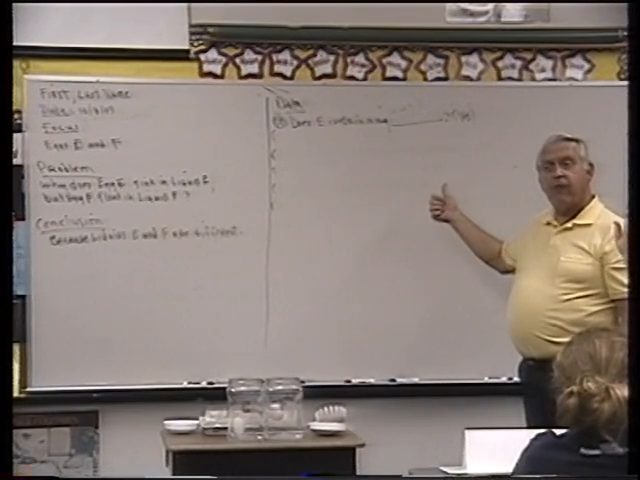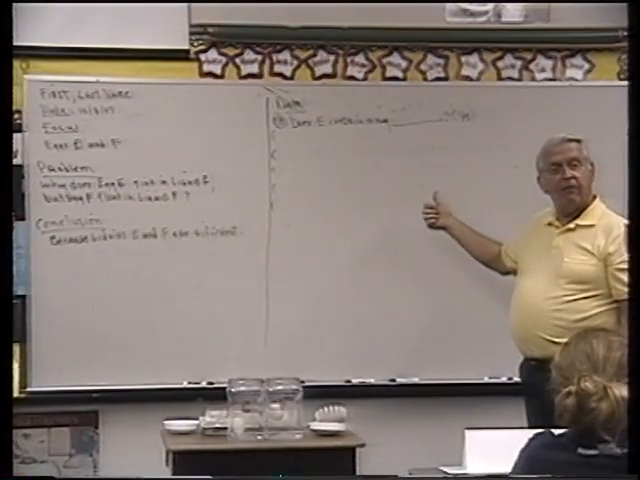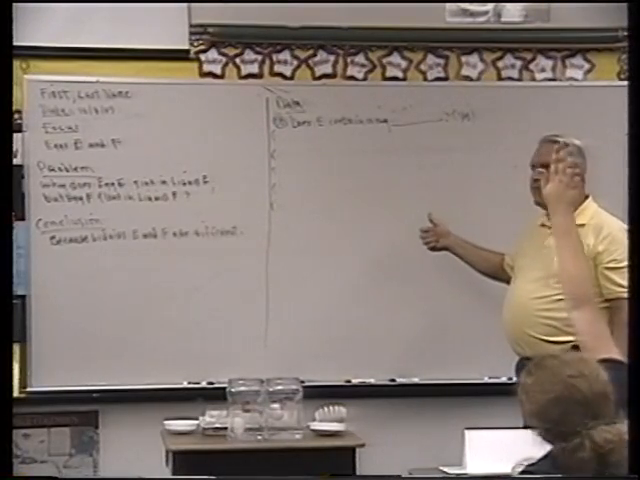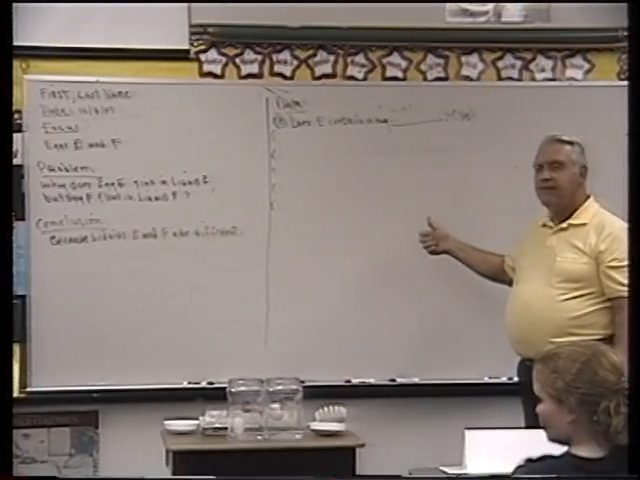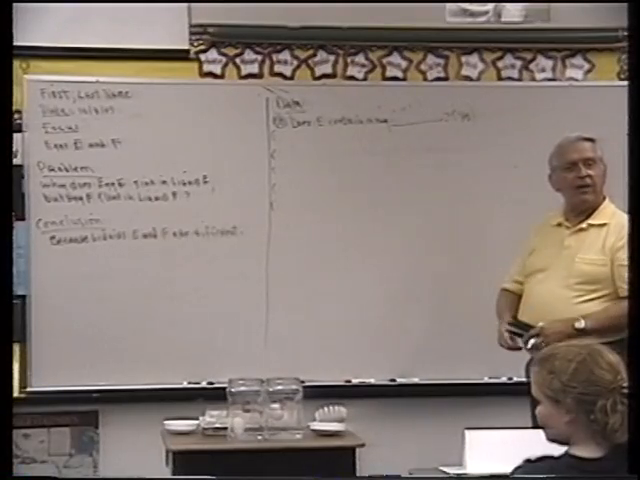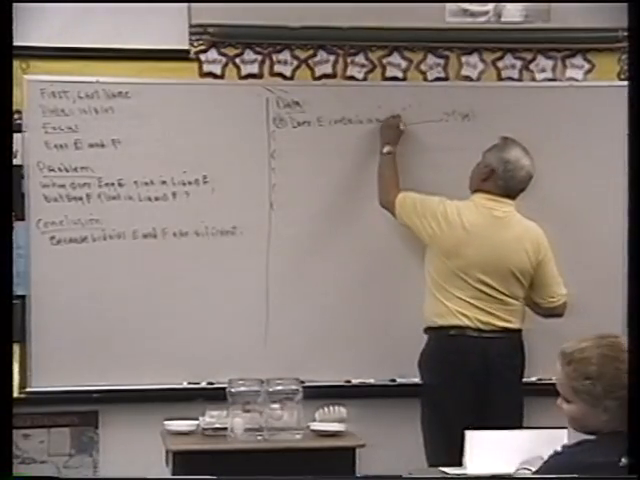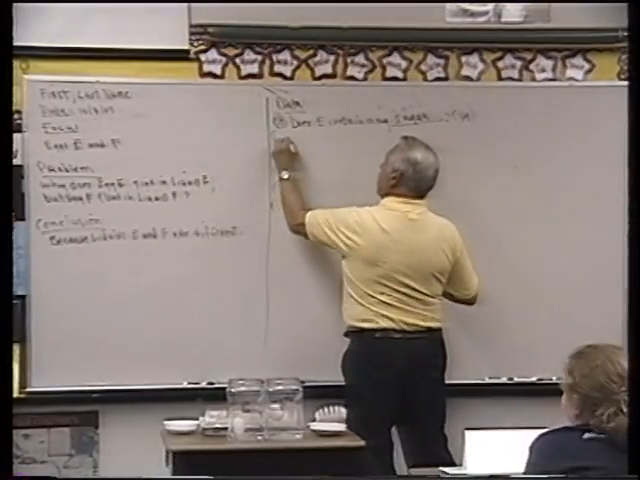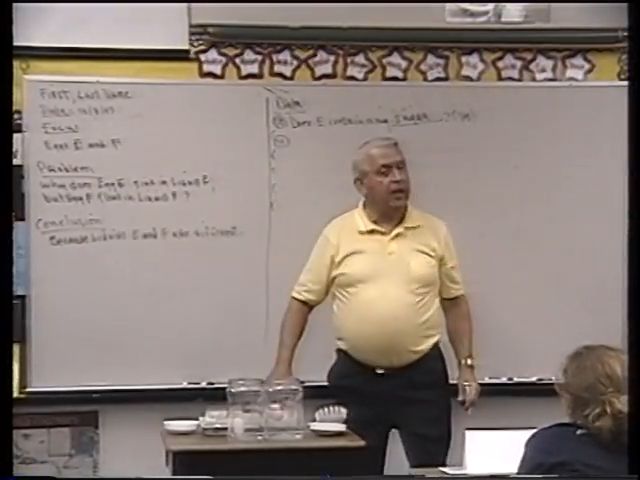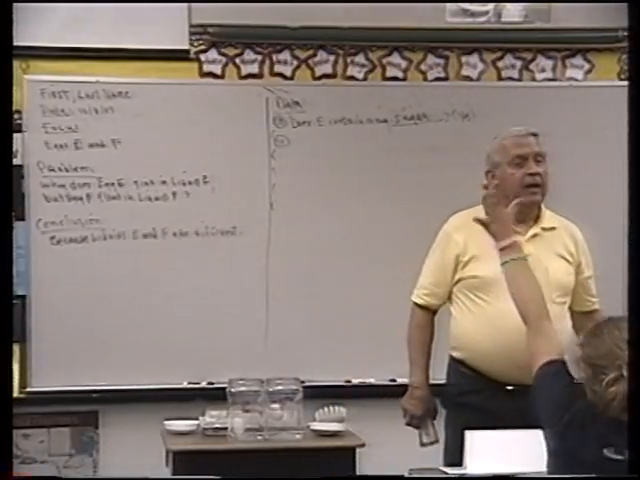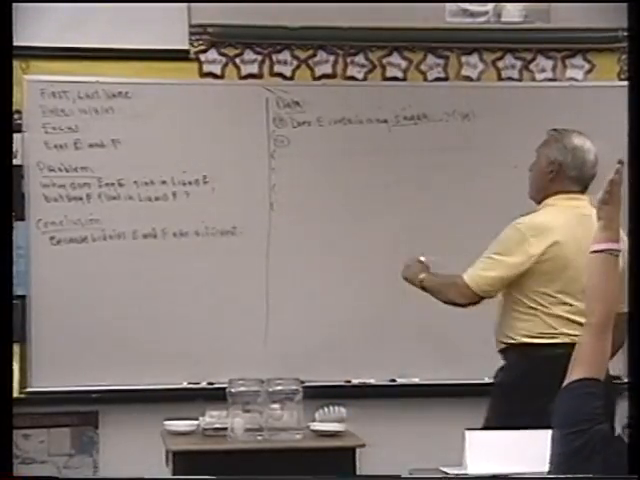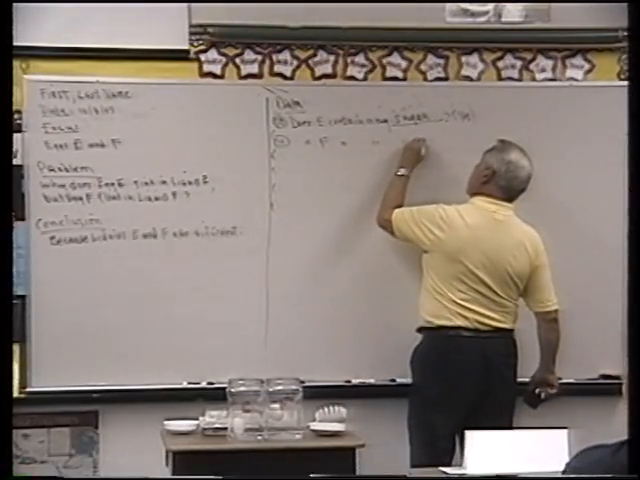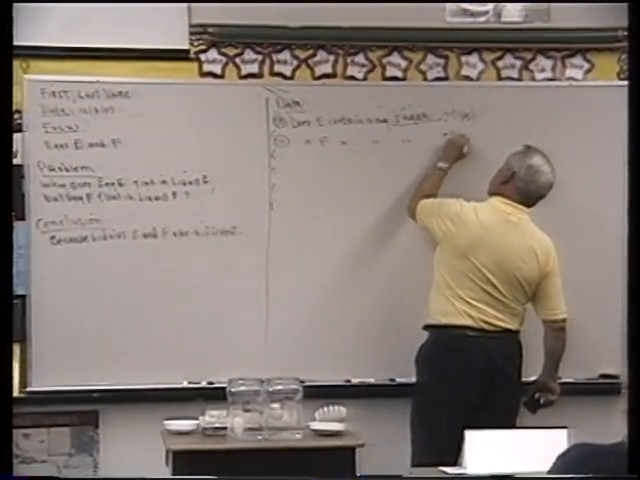Why isn't it? Who can tell me why it isn't salt? Allie? Because we already have salt. So Wyatt, what does it have to be? Sugar. Okay. 11. Control question. Jacob, yeah. Does F contain any sugar? Yes.